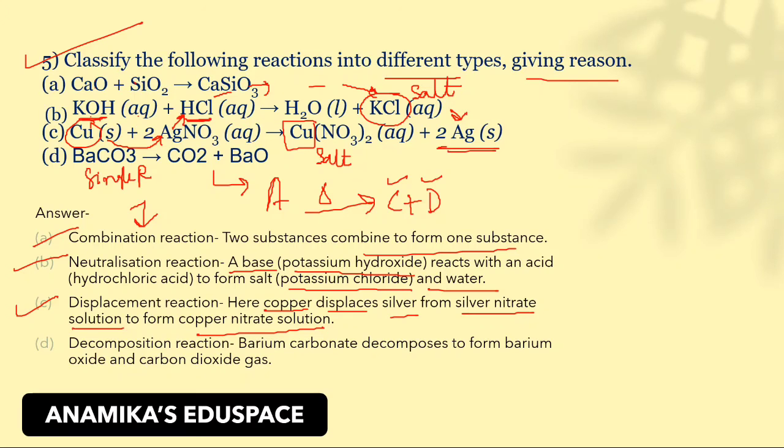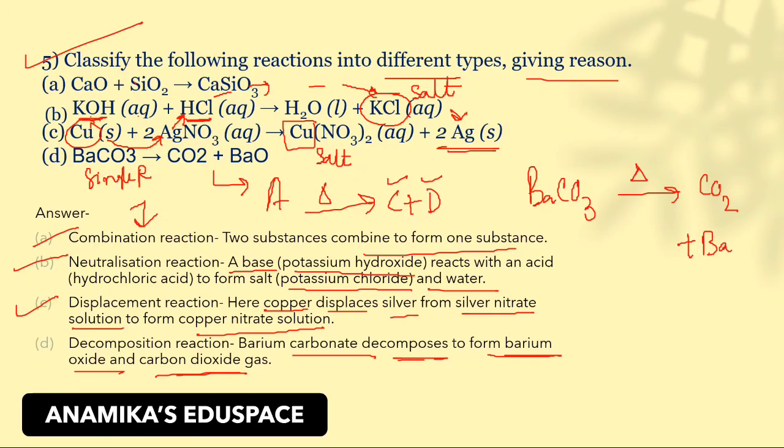BaCO3, that is barium carbonate, decomposes to form barium oxide and carbon dioxide gas. Okay, so this is what happens, that is BaCO3 heats up, right, and gives us CO2 plus BaO. Okay, barium oxide, this is barium oxide and this is carbon dioxide gas. Clear? Clear, students? I hope that this video is clear to you all.